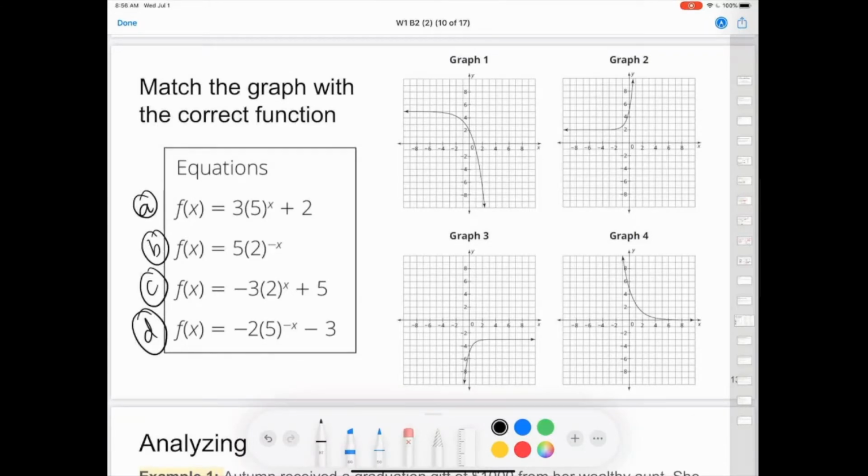Now for these equations, you really want to think about the general equation of an exponential that I gave you last time. It's y equals a times b to the power of x plus c. In the comments, please tell me what c represents in this exponential. So what does c represent in an exponential function? Go ahead and tell me in the comments.